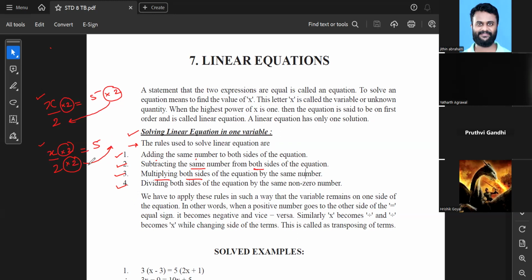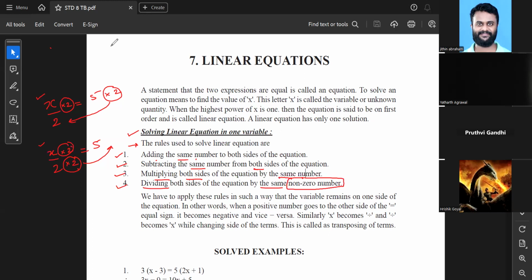Now, similarly, like how you can multiply on both sides, you can also divide on both sides. And at the same time, you can divide in the numerator as well as the denominator. While dividing, there is only one condition. Whatever number you are dividing, obviously that should be the same. The same condition is applicable for all four rules. But there is one extra condition in case of division: whatever number you are going to divide by should not be equal to 0.